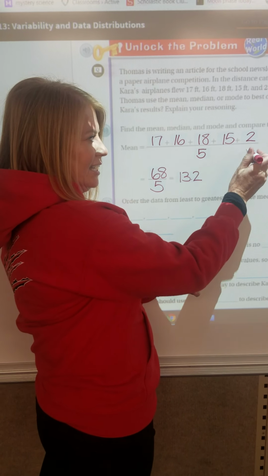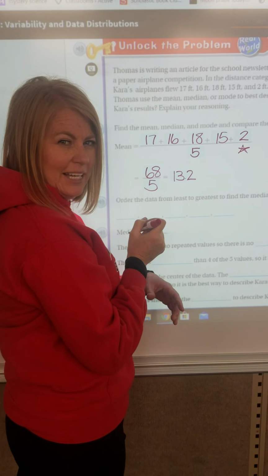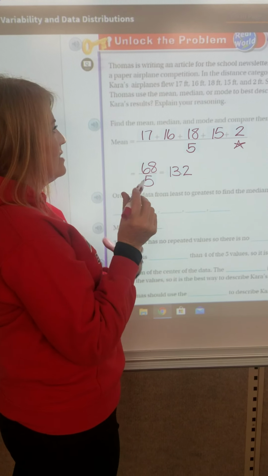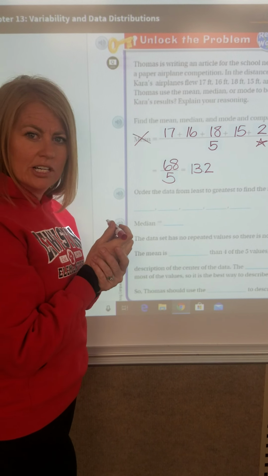Okay, hopefully you're recognizing, ding, ding, ding, right there. That 2, that's an outlier. That was a bad airplane throw, right? Okay, so we would say the mean is probably not our best measure of center.